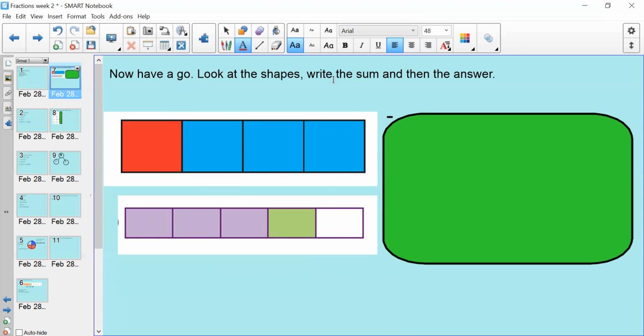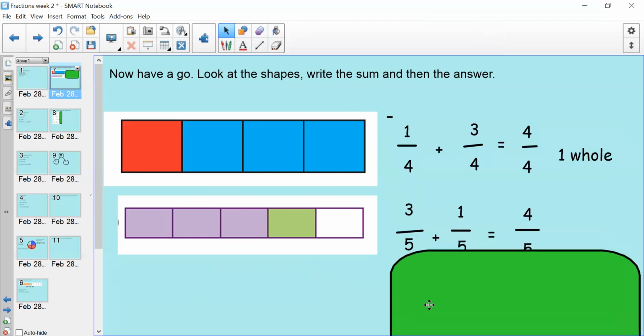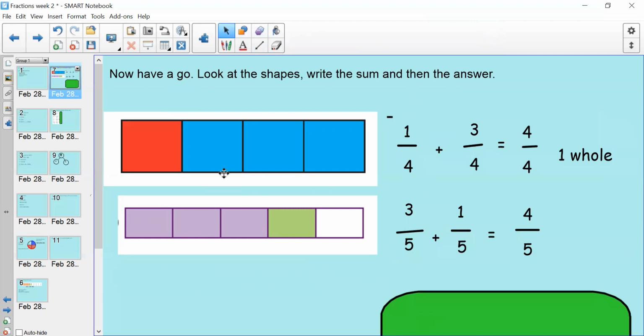Okay, excellent. So if we have a look at our answers, we can see that 1/4 was red, so we wrote that down. 3/4 was blue, so we wrote that down, and then we have to add 1/4 plus 3/4, and we got 4/4 or 1 whole. And we can see that 1 whole of the shape has been shaded.